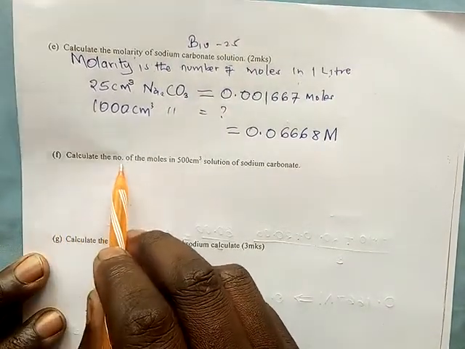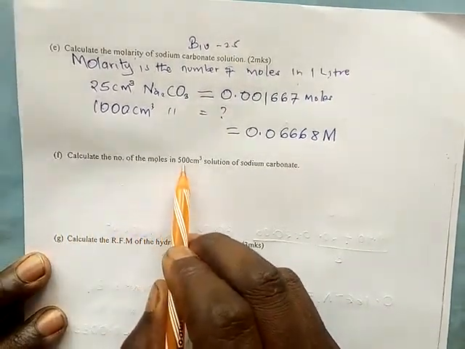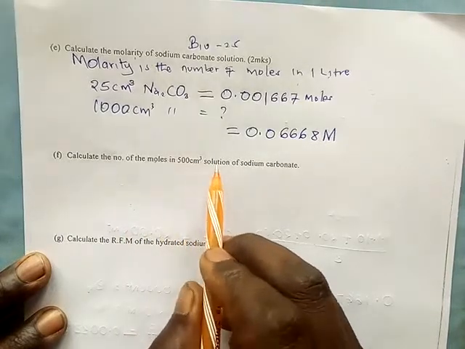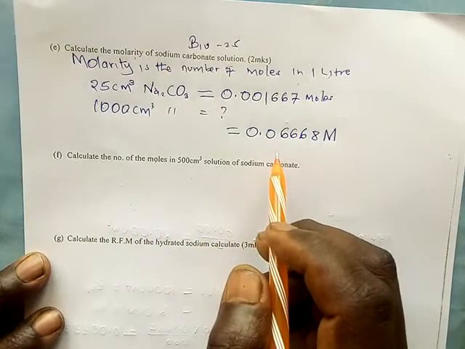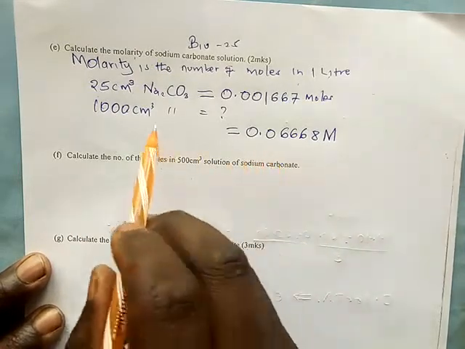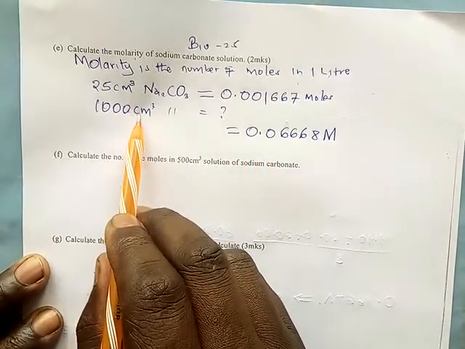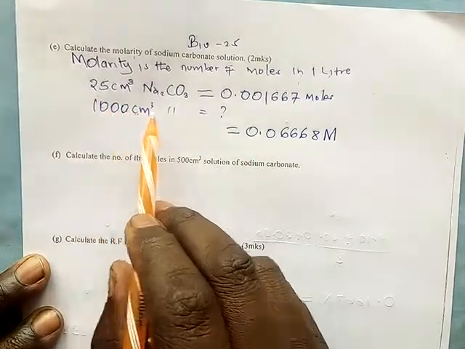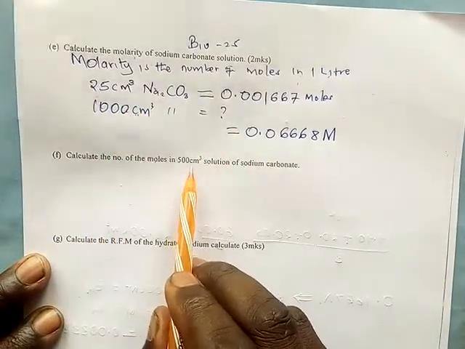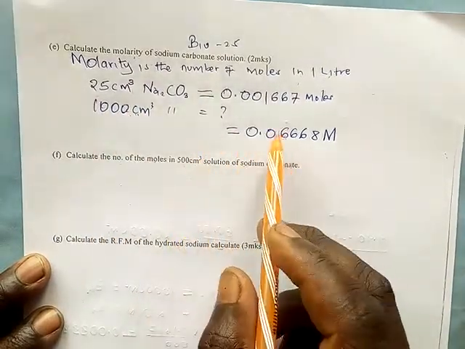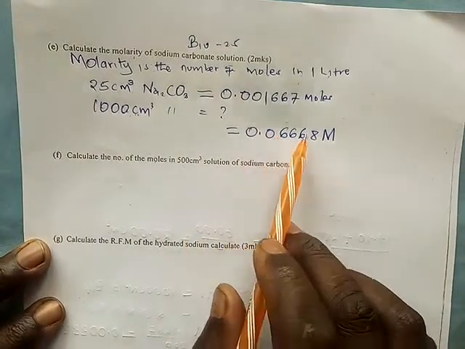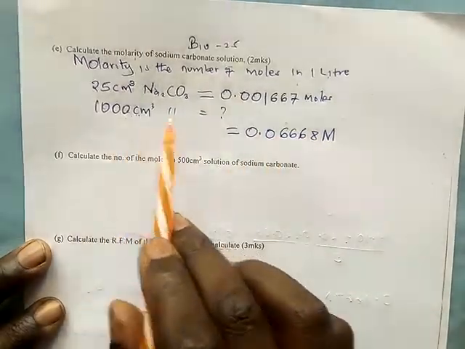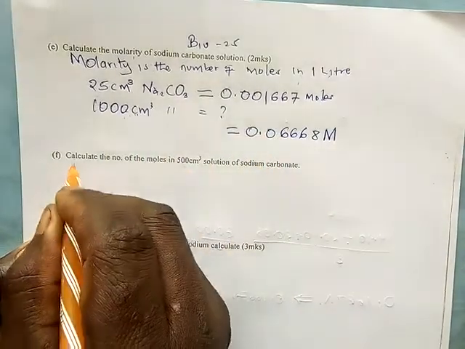F, calculate the number of moles in 500 centimeters cube solution of sodium carbonate. Number of moles in 500. But we know the number of moles in 1,000. So if we know the number of moles in 1,000, it is easier for us to know the number of moles in 500. It is a half actually. So let us see whether it is going to be a half. It is supposed to be a half number of moles of this. If 1,000 is this, what about 500?